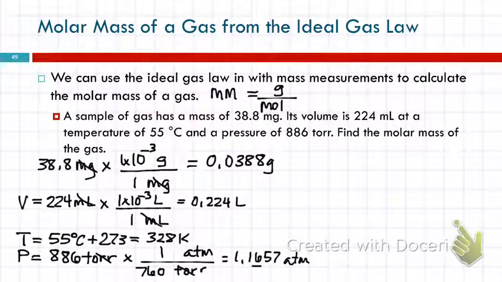So to find the moles, I need the ideal gas law. PV equals nRT. This time I'm solving for n. So I'm going to divide by R and I'm going to divide by T. Those will cancel out. I have to do the same thing to both sides.